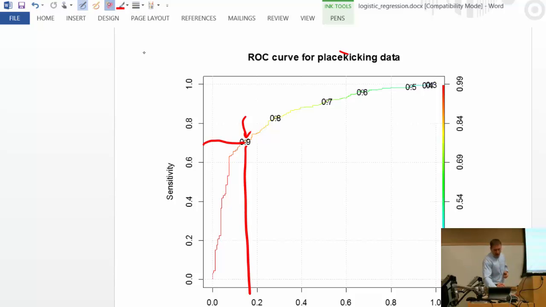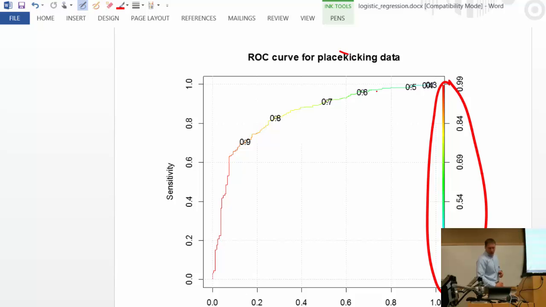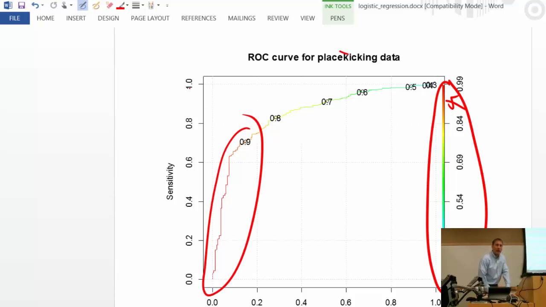Also, we have the colorize argument, which produced this part right here, along with the curve being colored. For example, higher cutoff probabilities are closer to red on this scale. So we can see that these are my higher cutoff probabilities. As you get farther away from red and closer to blue, you can see my cutoff probabilities decrease, illustrated by the color of the curve. It's a nice little thing to have there.